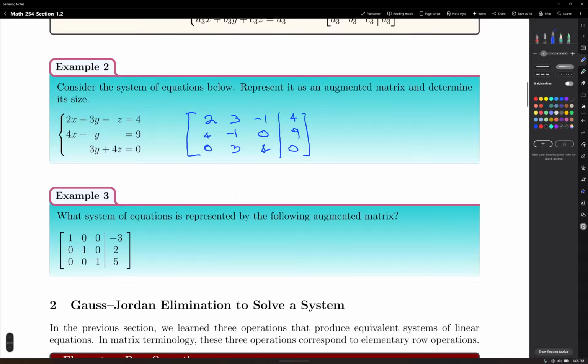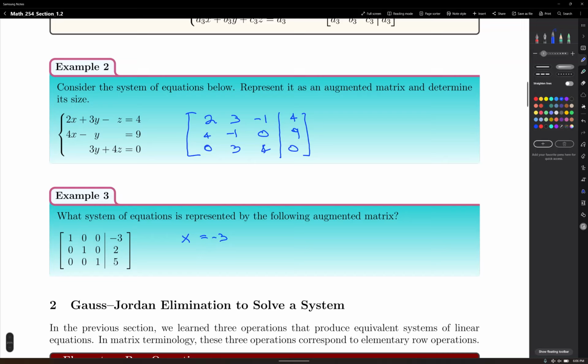Decode a matrix into its corresponding equations, okay? All right. In this case, what do we have? 1, 0, 0, negative 3. Okay, what does the 1 really mean? That 1 means the coefficient of x, right? Okay, so x, but do we really need to write 0y and 0z? Don't do it. X equals negative 3.